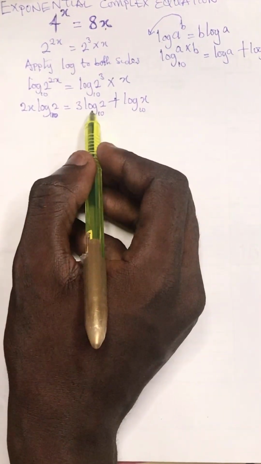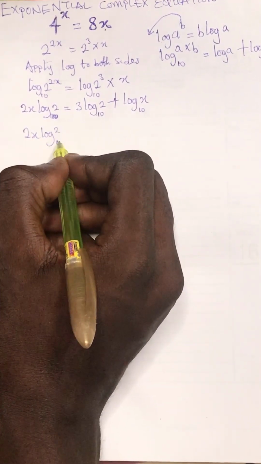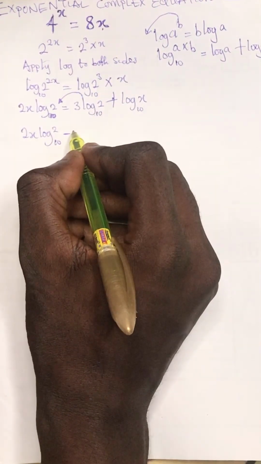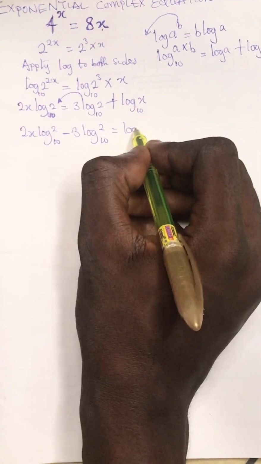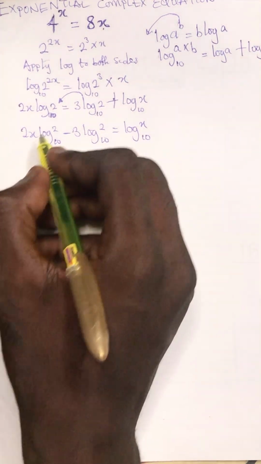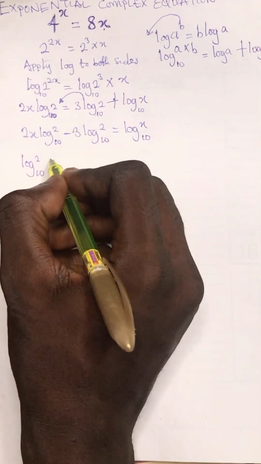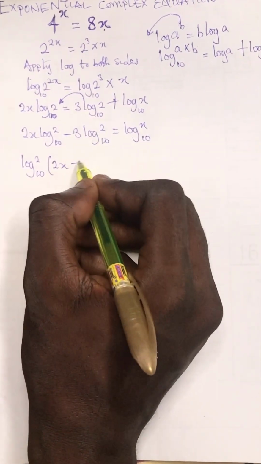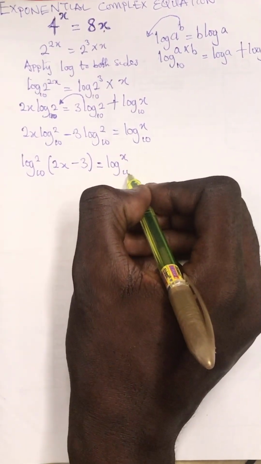Now here, collect like terms. Collecting like terms, I will have 2x log 2 base 10 minus, because this has log 2, I'm taking it to this side, minus 3 log 2 base 10 equal to log x base 10. Then after that, what is common between these two? Log 2 base 10. If I take log 2 base 10 out here, I'll be left with 2x. If I take it out here, I'll be left with 3. Then equal to log x base 10.